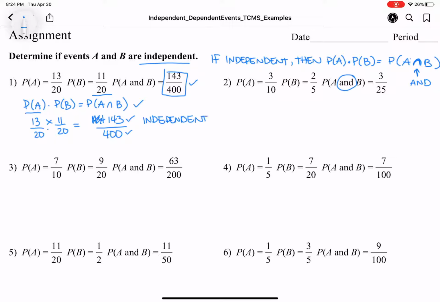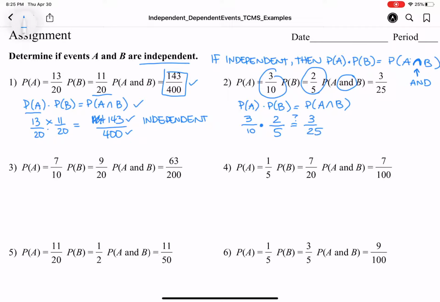Now let's try the next one. We're going to see if these are independent events. If they are, it would mean that the probability of A times the probability of B is going to give us the probability of A and B. All right, what's the probability of A? Well, it is 3 over 10 times, what's the probability of B? 2 over 5. Is that going to give us 3 over 25?